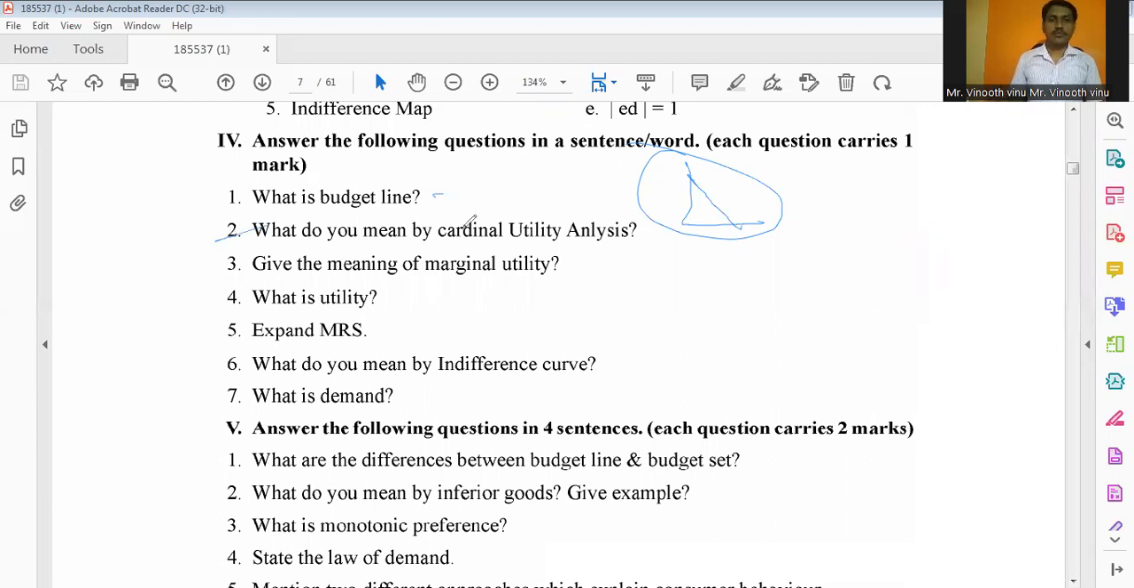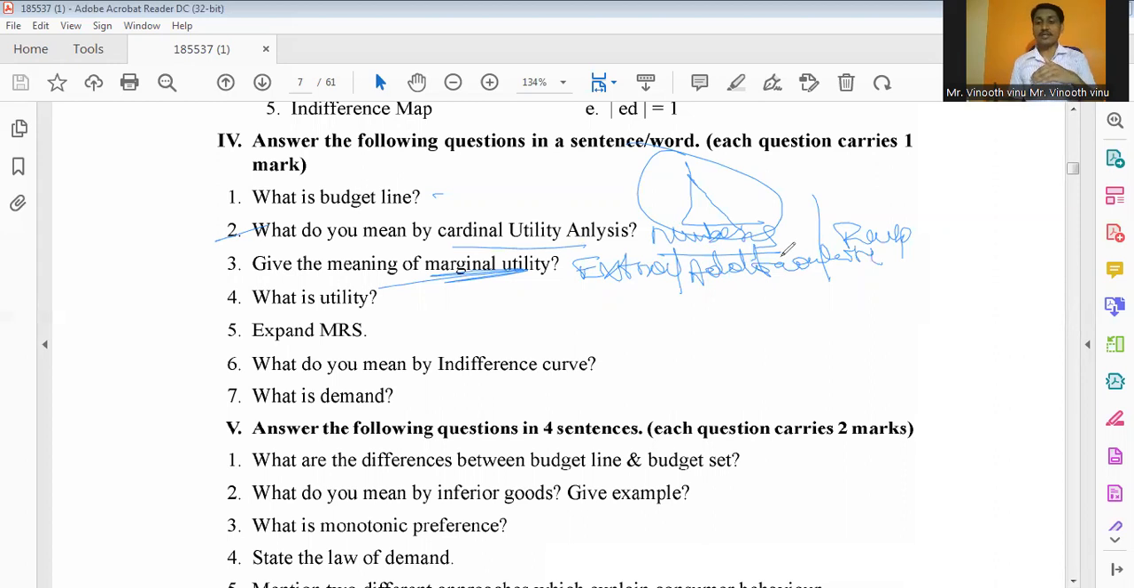Next. What do you mean by cardinal utility analysis? Cardinal utility is measured in numbers. Ordinal utility is measured in ranks. Okay. What is marginal utility? Marginal means extra or additional utility. Extra glasses of water give extra units of utility. That is marginal utility. Next, what is utility? Utility is satisfying power of a commodity.